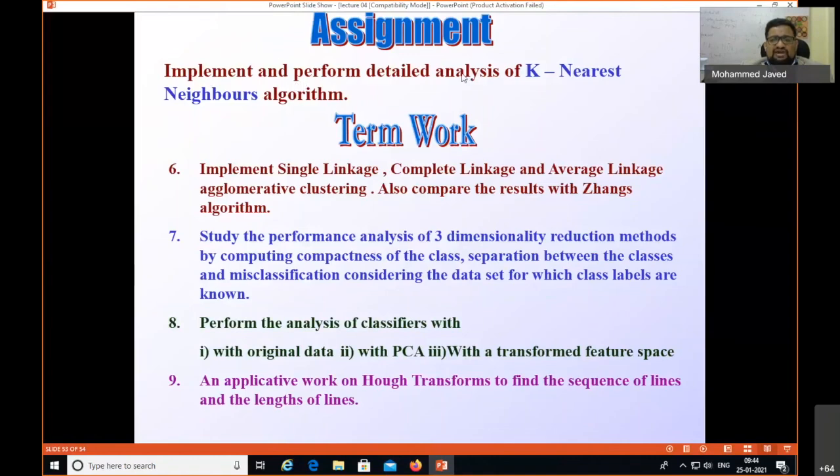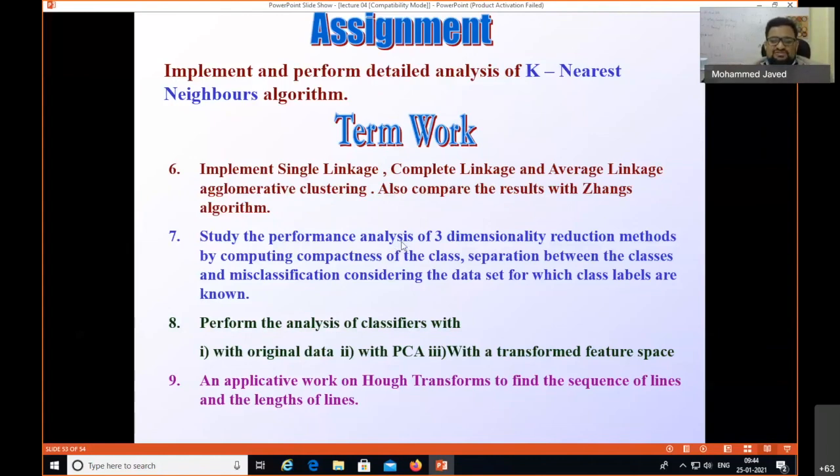Implement and perform detailed analysis of k nearest neighbor. In machine learning, there is an algorithm called the KNN algorithm. Apply this KNN algorithm for different samples and try to see the best case and worst case. If you take a data mining course, you will see problems on single linkage, complete linkage, average linkage, agglomerative clustering. Also compare the results with Zhang's algorithm. These are some interesting algorithms with respect to distance matrix.